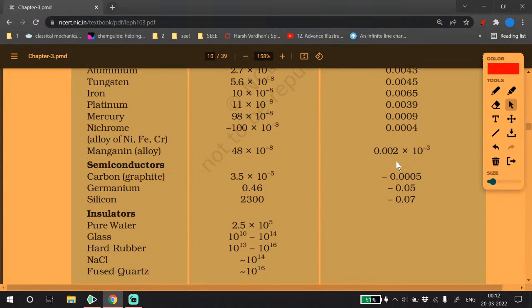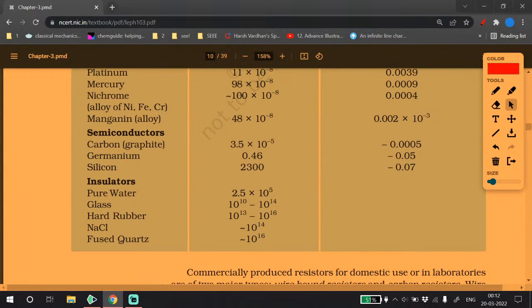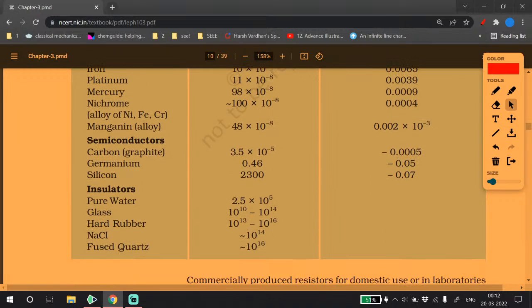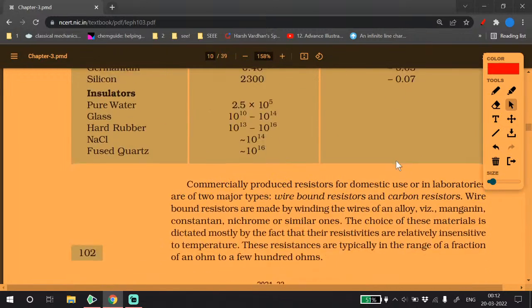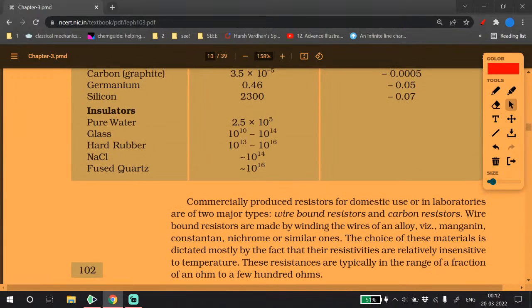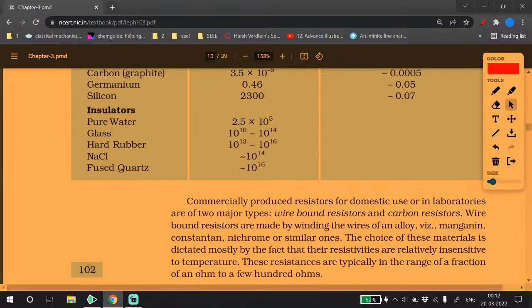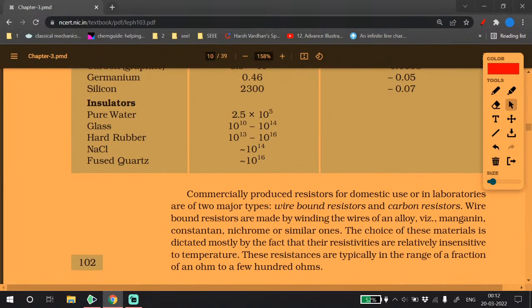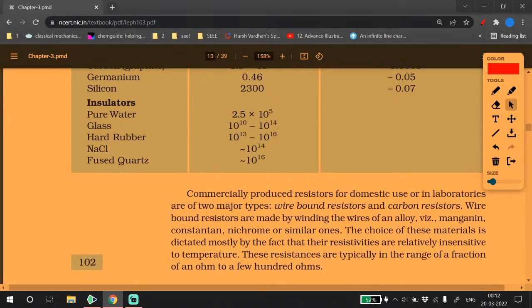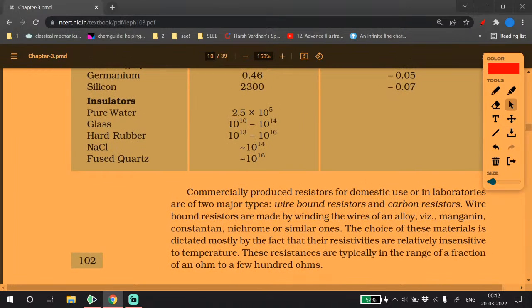So semiconductors have a negative temperature coefficient of resistance. Silicon has the highest negative coefficient. Yes, this is what we were looking for.